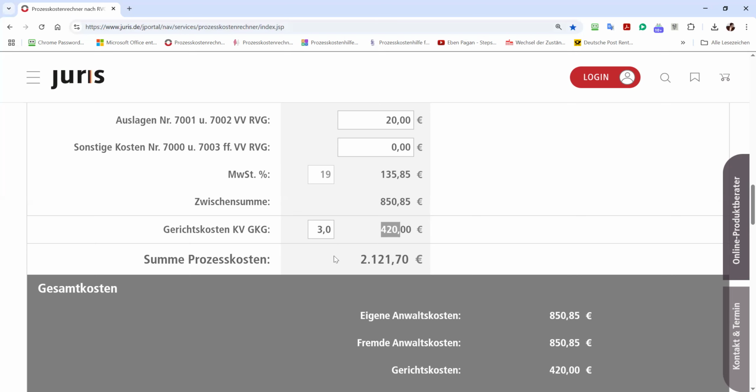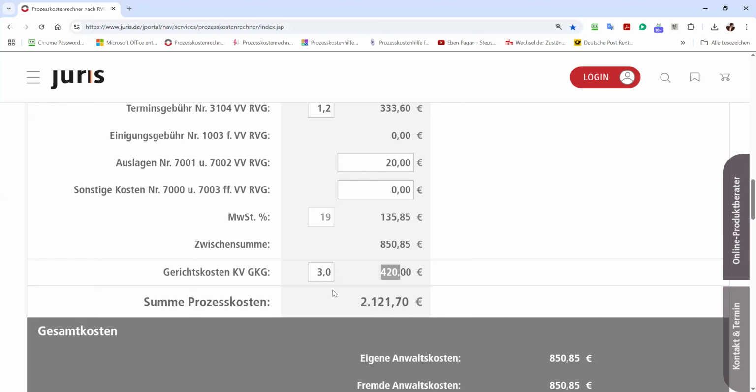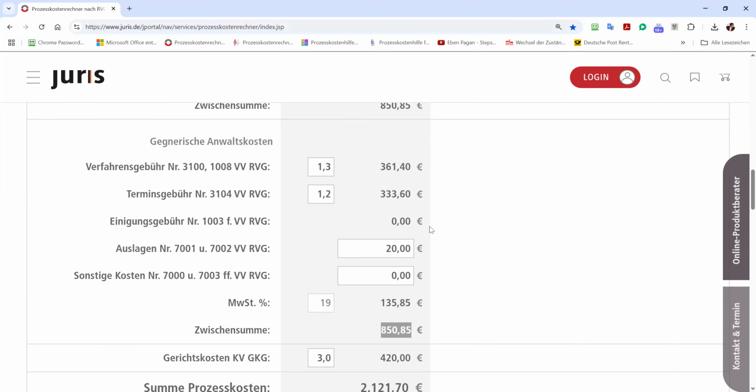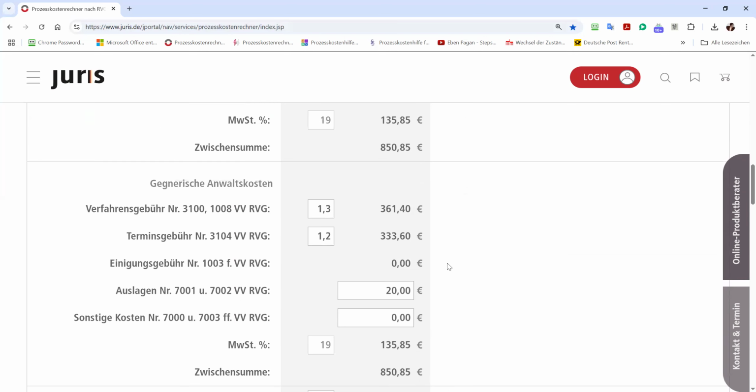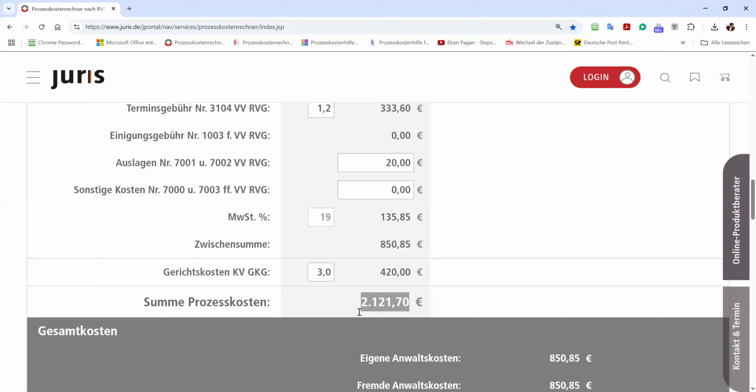Now, in this case, as you can see, the total amount of costs, which is the attorney's fees for the one attorney and the attorney's fees for the other attorney, as well as the court charges, altogether are 2,121 euros and 70 cents, right? So the party who loses the case will have to pay altogether over 2,000 euro.